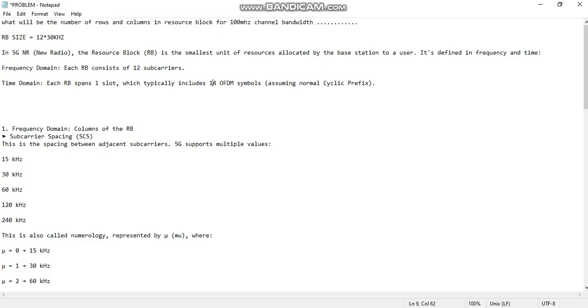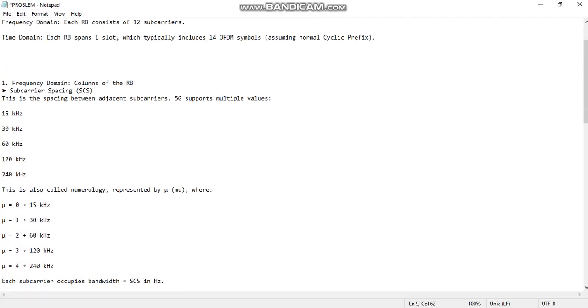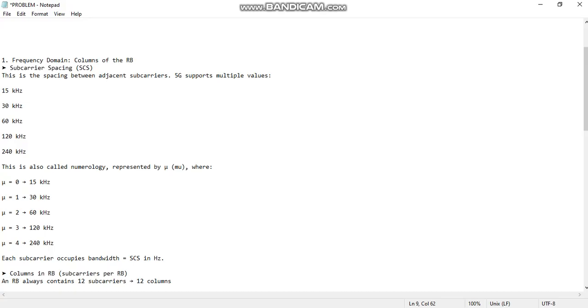So this 100 megahertz channel bandwidth we have to divide in terms of resource blocks, which have subcarriers in the frequency domain and symbols in the time domain. So those are the columns and rows: 12 subcarrier columns and 14 OFDM symbol rows. Talking about the frequency domain, the columns of the resource block.